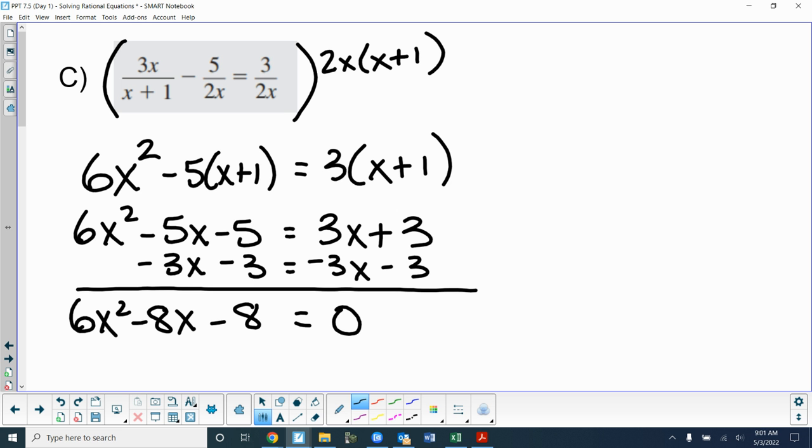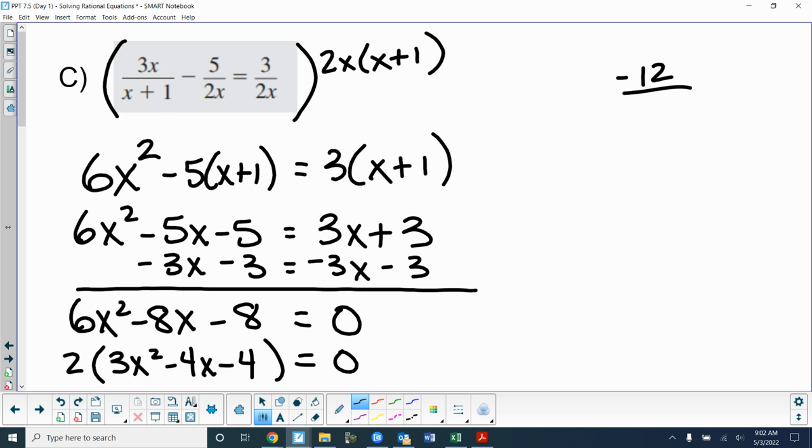I'm going to try to factor that to solve it, but we could use the quadratic formula if you want. You could graph it on your graphing calculator too. I'm going to take the 2 out, and we'll get 3x squared minus 4x minus 4. What's 3 times negative 4? Negative 12. Are there factors of negative 12 that add up to negative 4? Those two, right? Negative 6 times 2 is negative 12. Negative 6 plus 2 is negative 4, right?